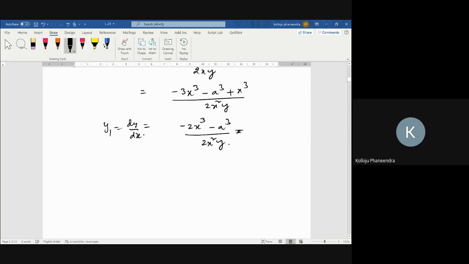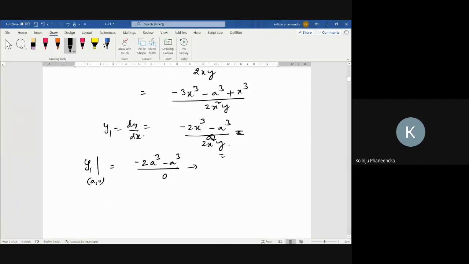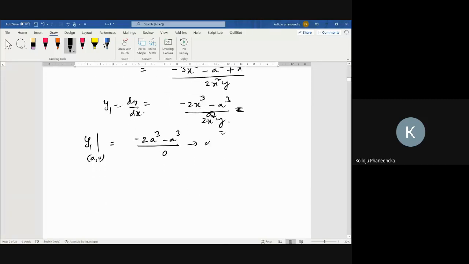And here what you will get, this is if I put a comma 0, this is a 0. Okay, let me write y1 at a 0. Y1 at a 0. What does this become? This is minus 2a cube minus a cube by 0. That means it goes to infinity. The slope is tending to infinity.